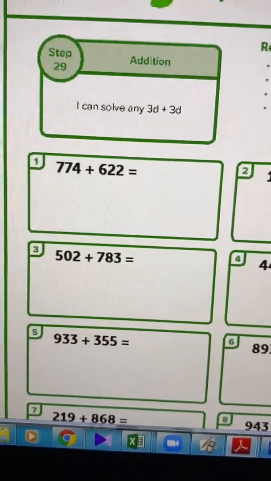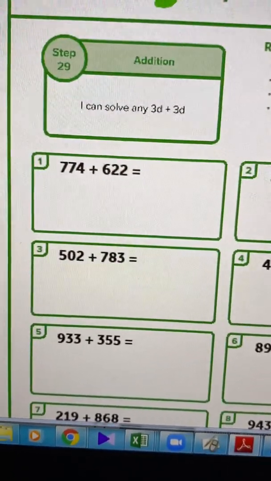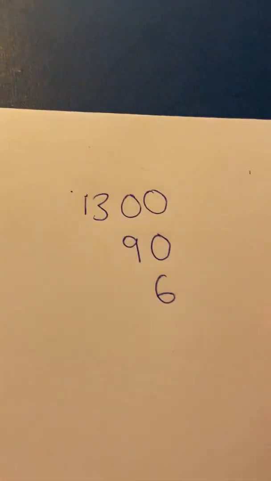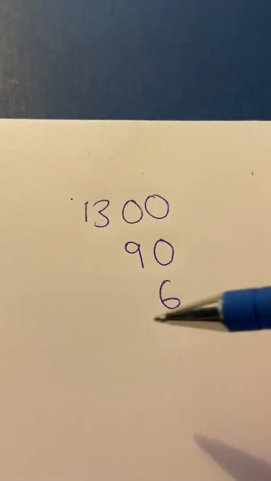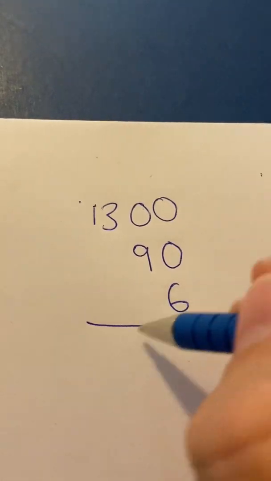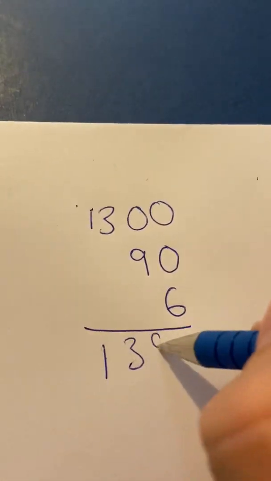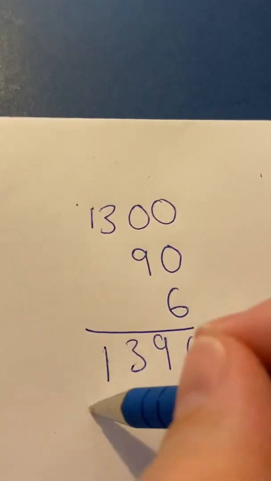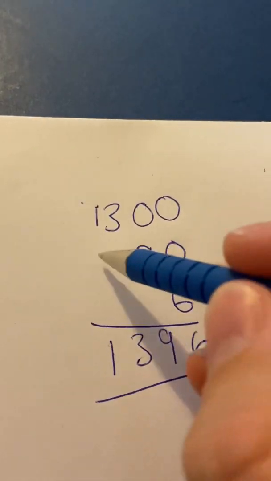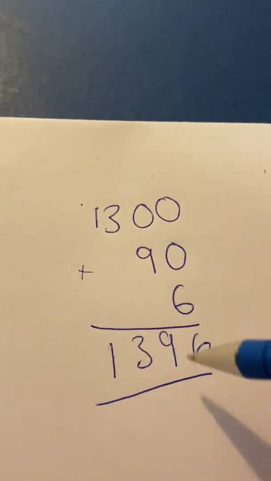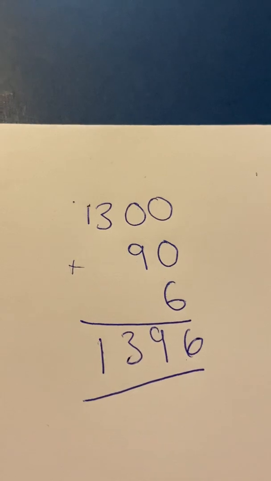And I know 4 add 2 is 6. I jot them down like this, so then it's easy to see my answer. Okay, I know it's 1396. Also, if you have to carry anything over, you could do it as a column. So that's the way you need to think about that one.